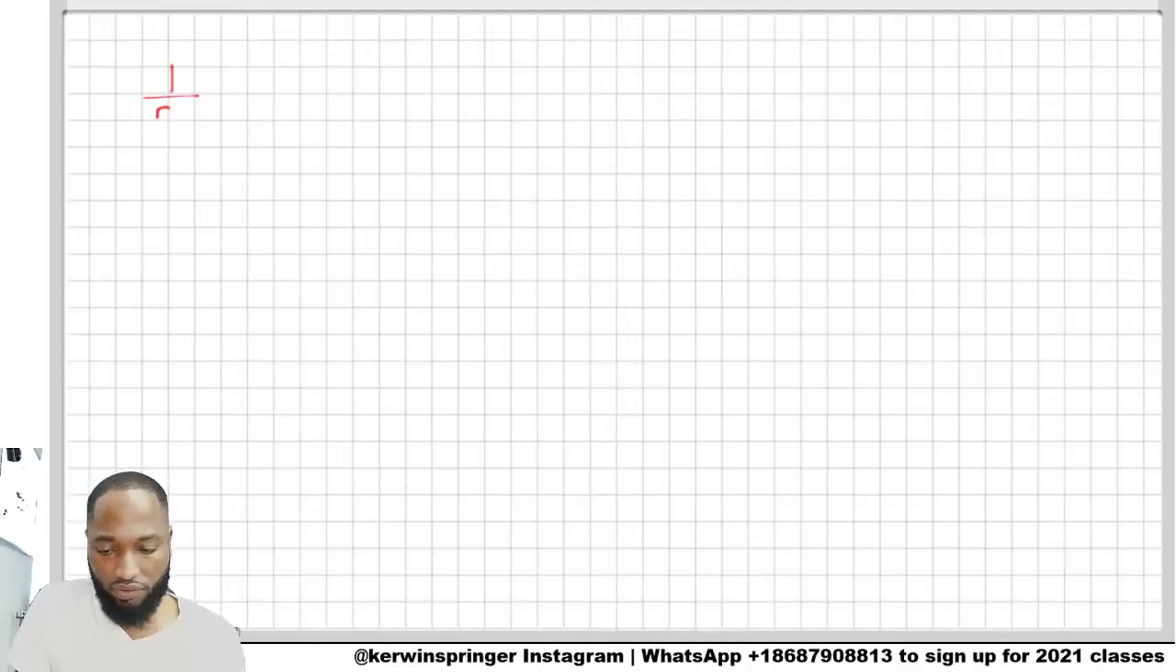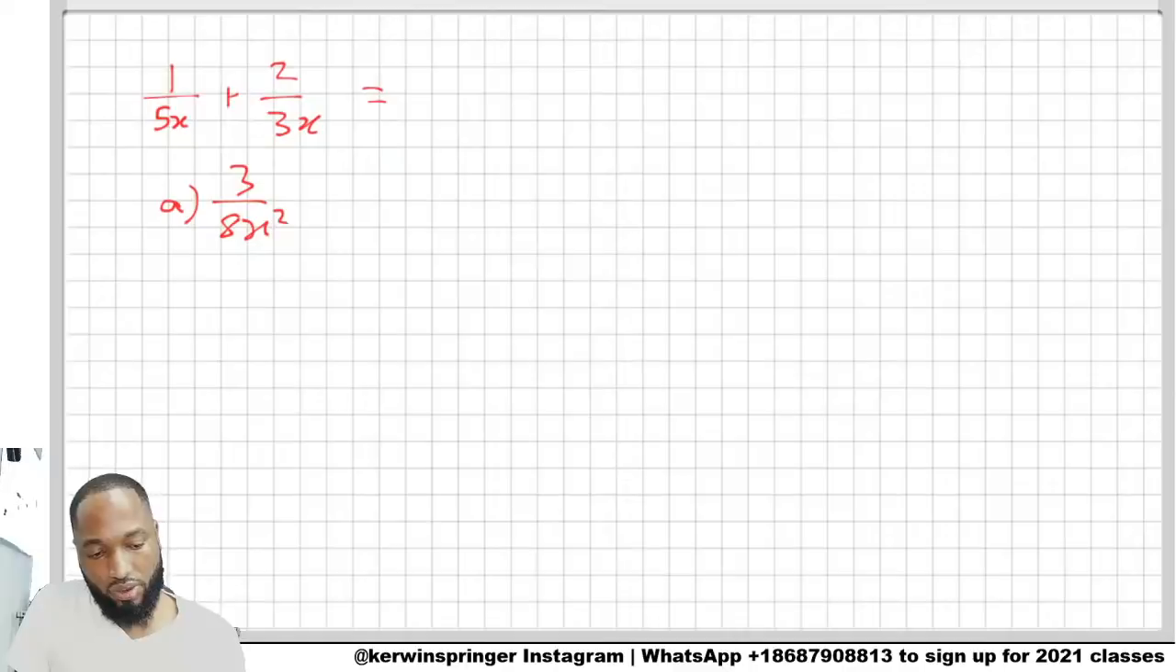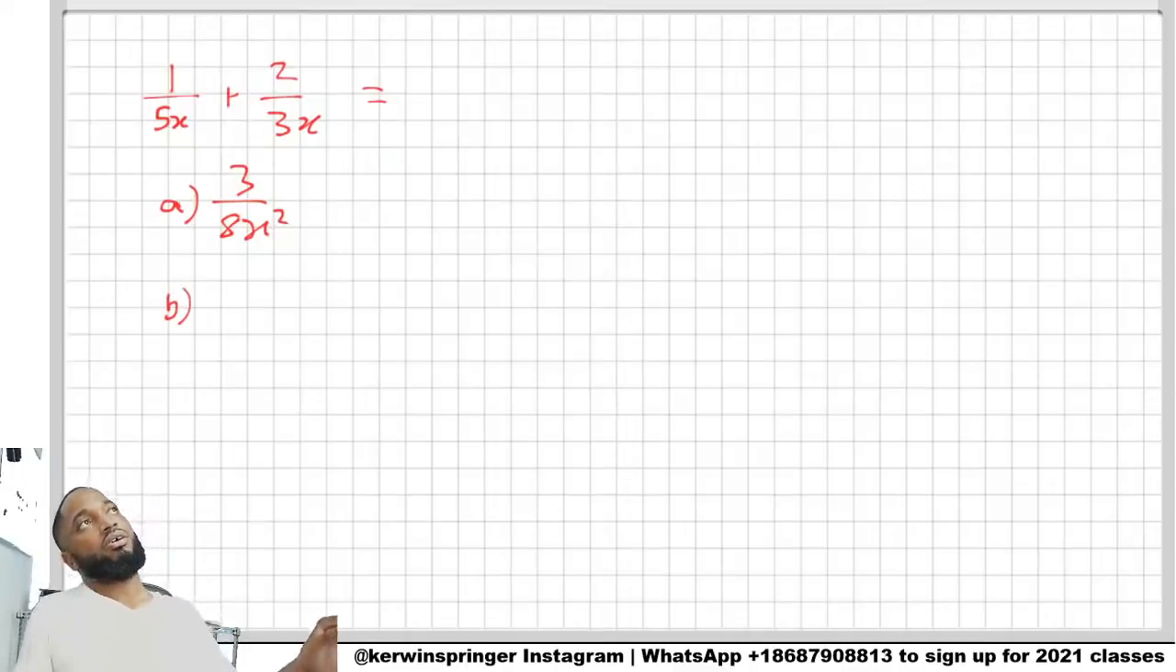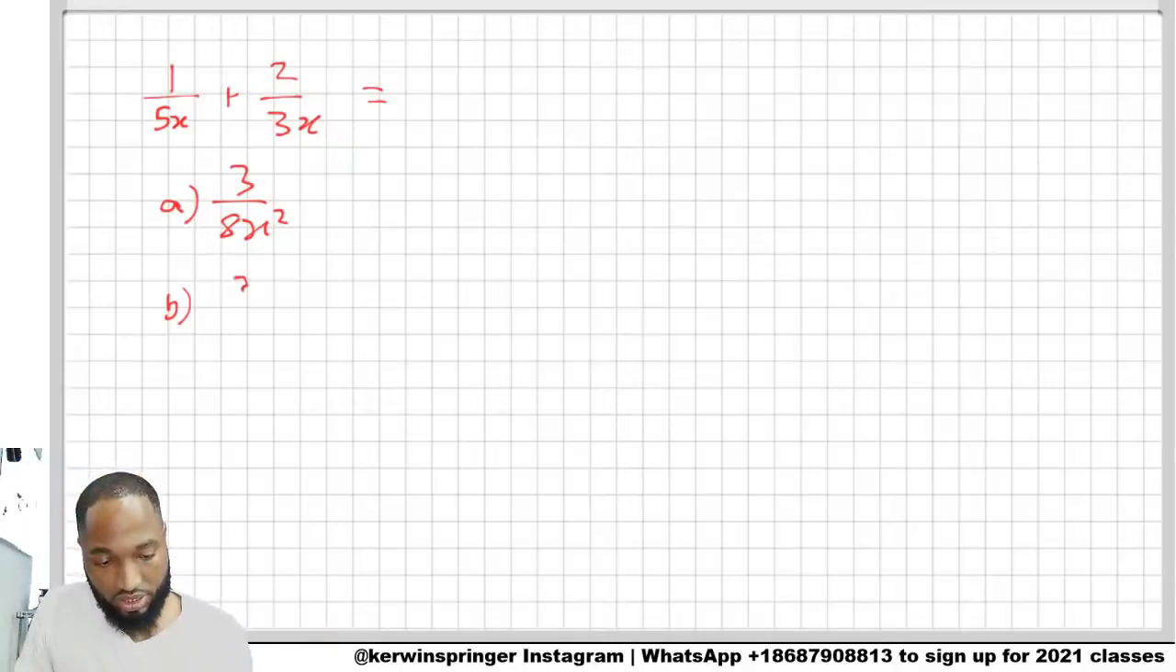So 1 over 5x plus 2 over 3x is equal to what? How do you do this? How do you do this, class? So here we have Jamaica requesting algebraic fractions.